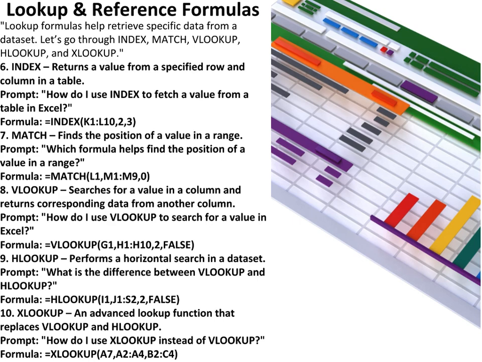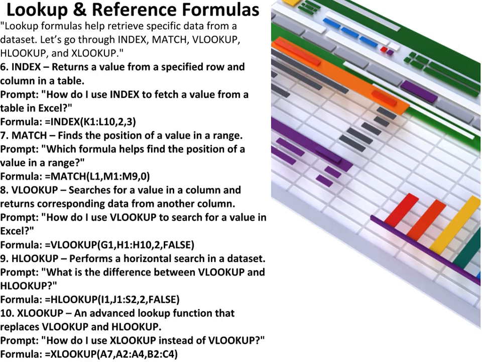8. VLOOKUP searches for a value in a column and returns corresponding data from another column. Prompt: How do I use VLOOKUP to search for a value in Excel? Formula: equals VLOOKUP(G1, H1:H22, 2, FALSE). 9. HLOOKUP performs a horizontal search in a dataset. Prompt: What is the difference between VLOOKUP and HLOOKUP? Formula: HLOOKUP(I1, J1:S2, 2, FALSE).